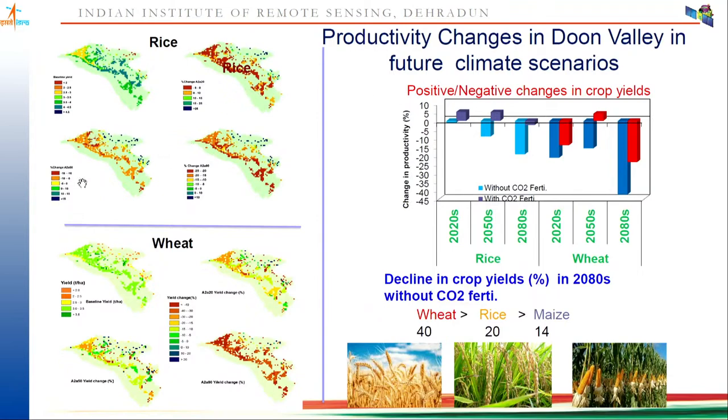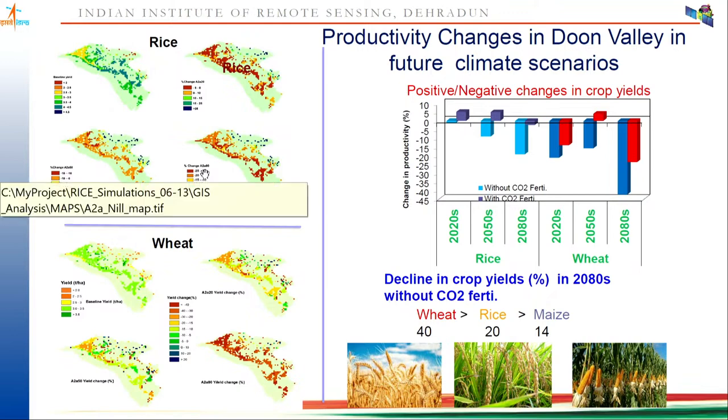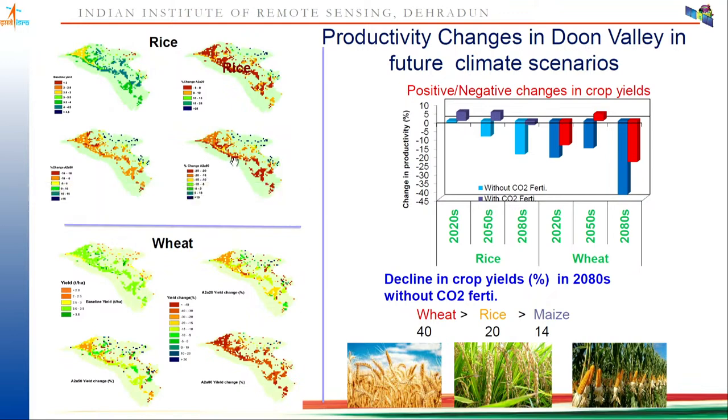Here you can see rice productivity in the baseline scenario, 2020, 2050 and 2080. So here you see 80 mostly brown and yellowish. So you are seeing around 20 to 40% decline in the productivity of rice, and also wheat. Overall, if we see both without CO2 fertilization and with CO2 fertilization, without CO2 fertilization there will be a steep decline in productivity, but that is not the scenario.